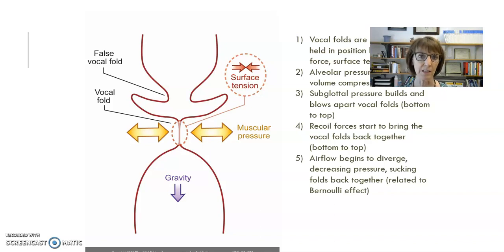Remember we talked about the alveoli and the intrapleural space in respiration. Those had surfactant in there. Well, because the mucous membranes lining the laryngeal cavity also have some moisture to them, there is that surface tension. So once they're together, they need a little bit of extra energy to physically pull them apart, because their natural law of physics would be to keep them together. The other thing to think about is gravity. Gravity will also encourage the vocal folds to close.